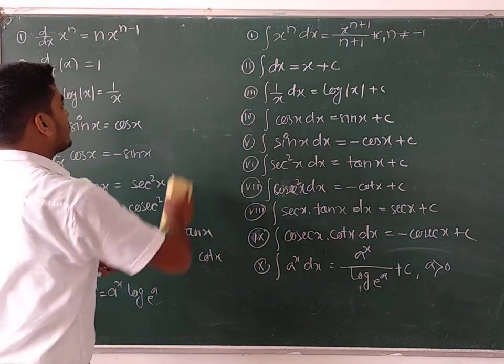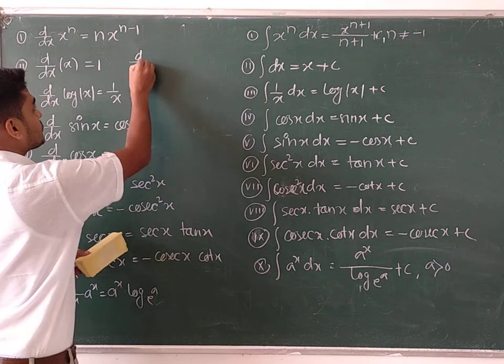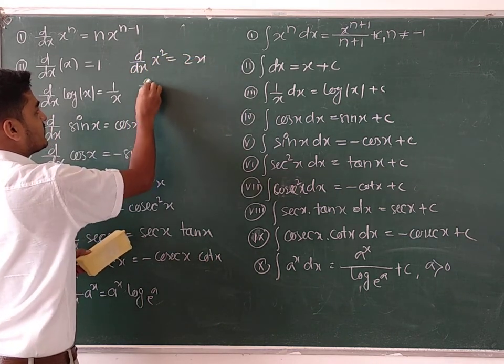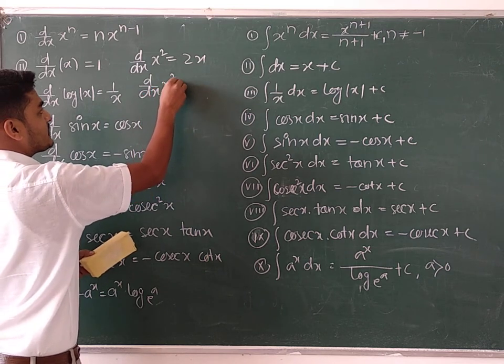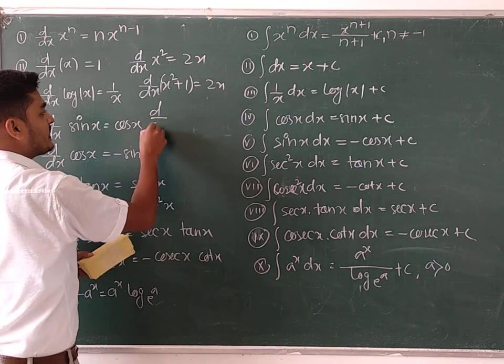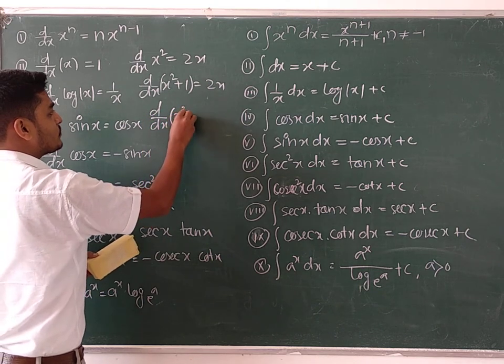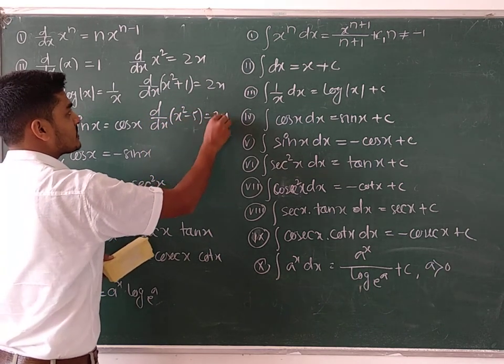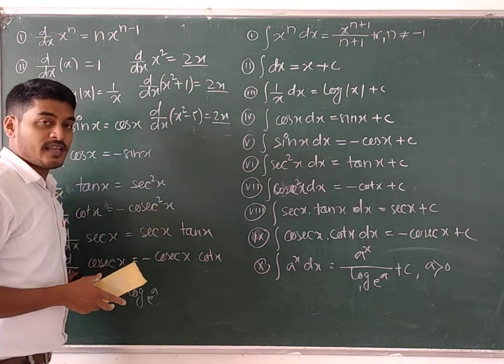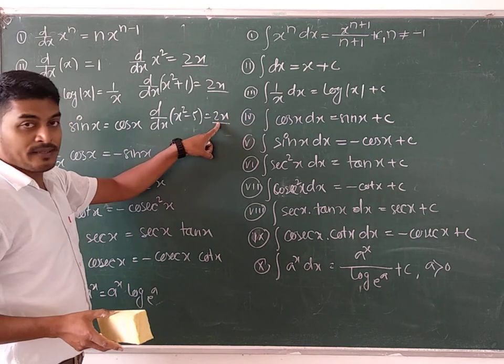So you will get this: d/dx of x square, what is the value? Twice x. d/dx of x square plus 1, what is the value? Here also it is twice x. d/dx of x square minus 5, what is the value? Twice x. The derivative twice x is the same, so we got the same derivative.